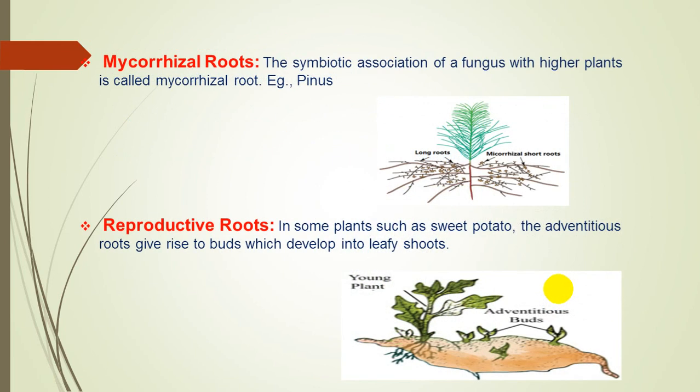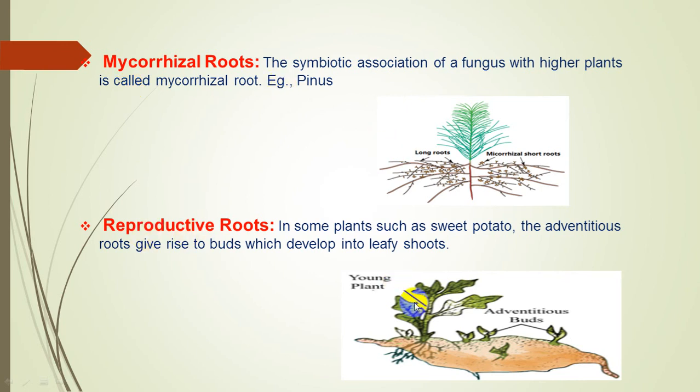The next type is the mycorrhizal root. The mycorrhizal root is actually an association between the fungus and the roots of higher plants. Here the example is Pinus. This association is a symbiotic association in which both the partners get benefit from each other. The fungus gets food, that is nutrients, and the higher plants get an elaborated surface of absorption in the soil.